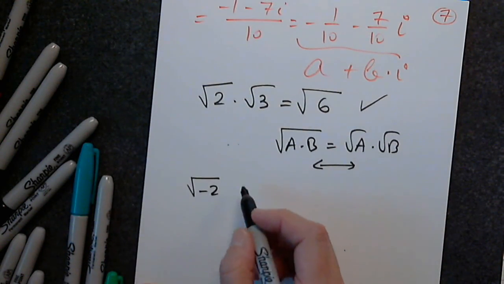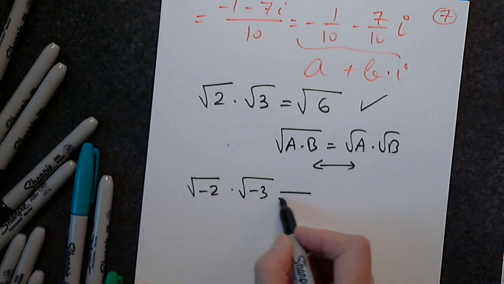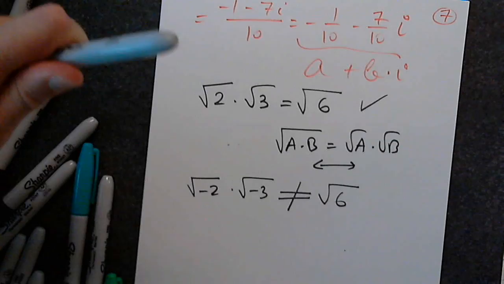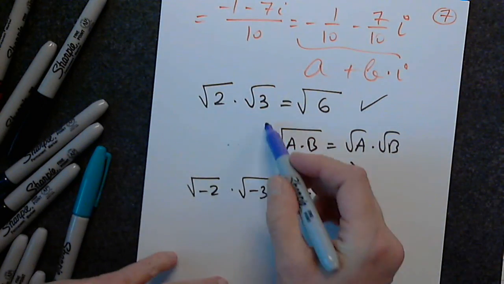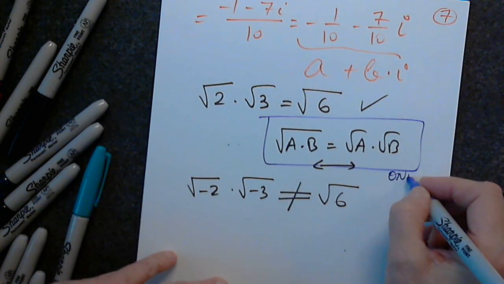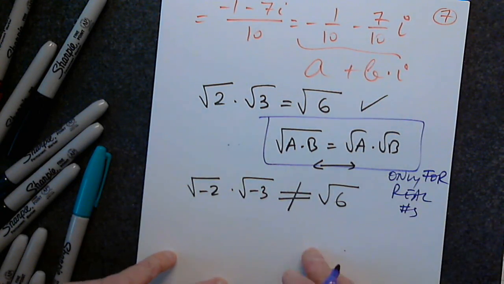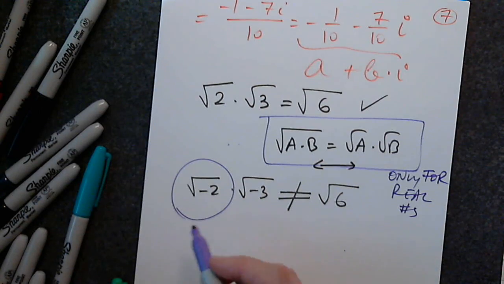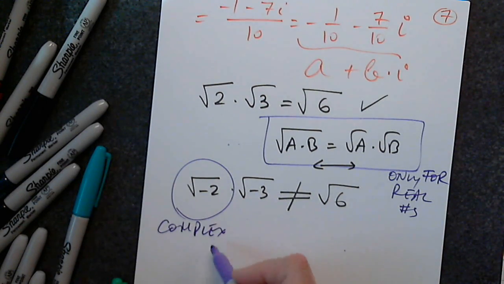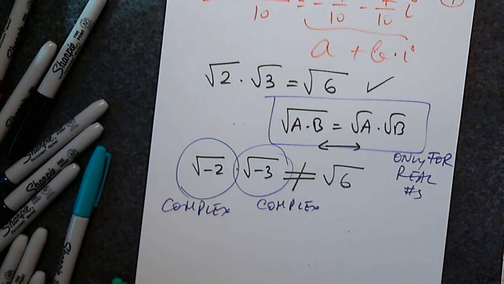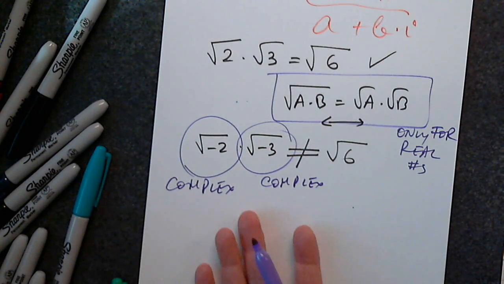So the square root of negative 2 times the square root of negative 3 is not the square root of 6. And you can say, how come? You still multiply negative 2 by negative 3, you get positive 6. True. However, this rule is valid only for real numbers. This is not a real number. This is complex, a complex number. This is not a real number. This is also complex. So then how do I perform this operation?